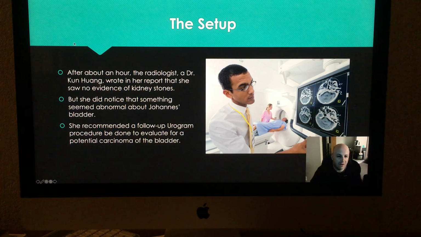Okay, after about an hour, the radiologist, a Dr. Tin Huang, wrote in her report that she saw no evidence of kidney stones.